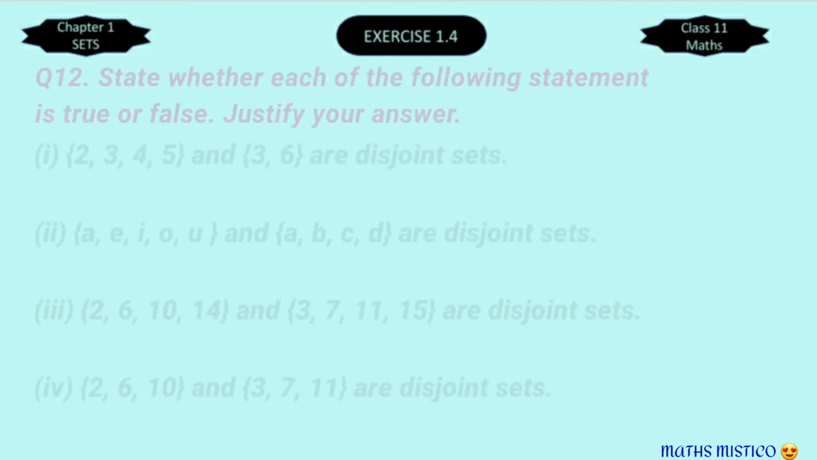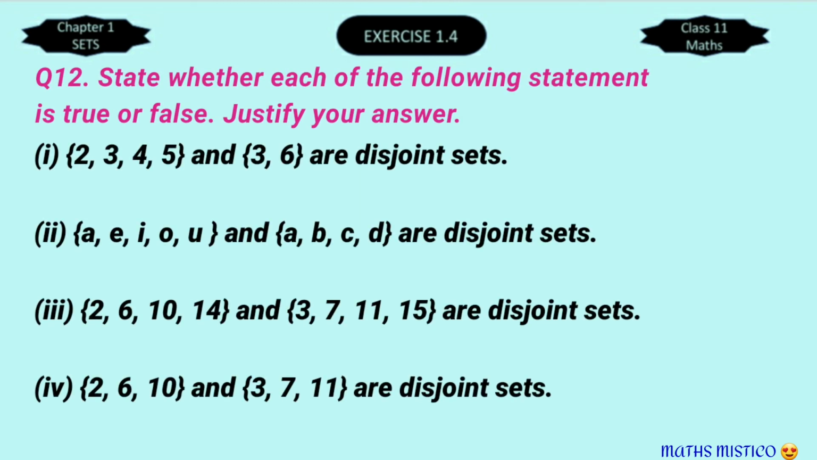Now tell which of the following statements are true, and if you find that some of them are false, then you have to give a justification. That means you have to give at least one example which justifies your answer. In the first part, you can easily see that 3 is a common element of both the sets, so their intersection is not phi, and hence this statement is false.